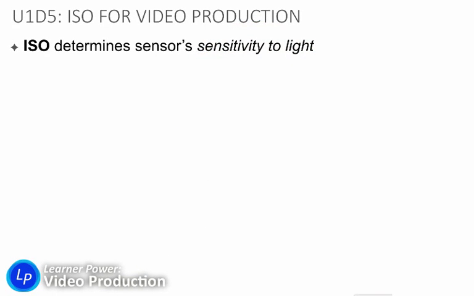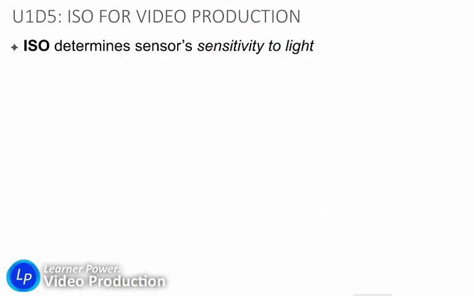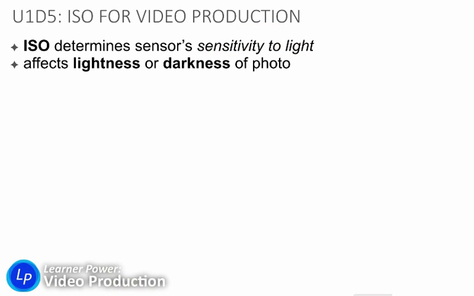In Unit 1d5, we're going to talk about ISO, specifically as it applies to video production. ISO is the amount of sensitivity that the sensor has to light. So that CCD inside the camera, how picky is it about light? How sensitive is it to the amount of light? So when you change the ISO setting on your camera, you're changing the lightness or darkness of a particular image. I put photo in this case, but it also applies to video production.